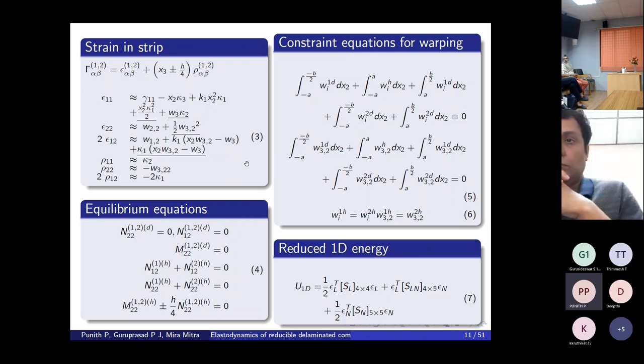So upon following variational principles, we get the equilibrium equations mentioned in equation 4, which will be helpful in solving the warpings W1, W2, and W3. So using this, we can find W1, W2, W3 in terms of the strains gamma 11, kappa 3, kappa 1, and kappa 2, which are the 1D curvatures associated with the strip. So once we have the local warpings in terms of these strains, then the one-dimensional energy can be obtained in terms of linear strains as well as nonlinear strains. So this is then the overall modeling approach for a strip.